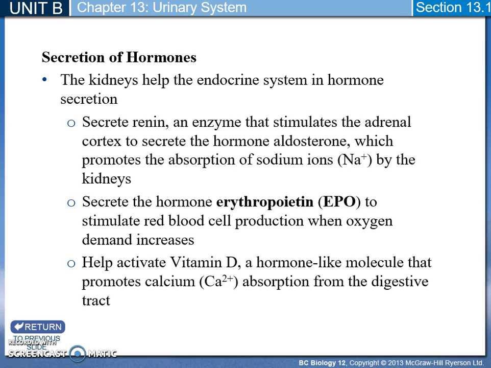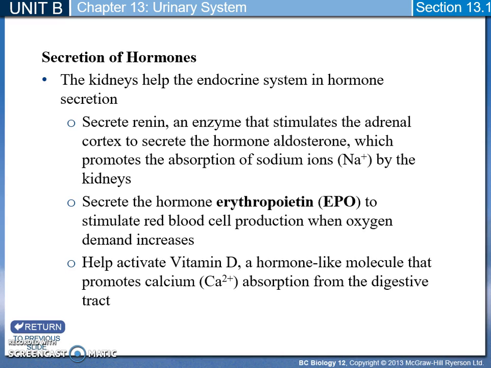Also, the release of hormones. The kidneys help the endocrine system in hormone secretion. They secrete renin, which is an enzyme that stimulates the adrenal cortex to secrete the hormone aldosterone, which promotes the absorption of sodium ions by the kidneys. They also secrete the hormone erythropoietin to stimulate the red blood cell production when oxygen demand increases. Obviously this is not an instant response. This takes time in order for the erythropoietin to get the bone marrow to produce more red blood cells.